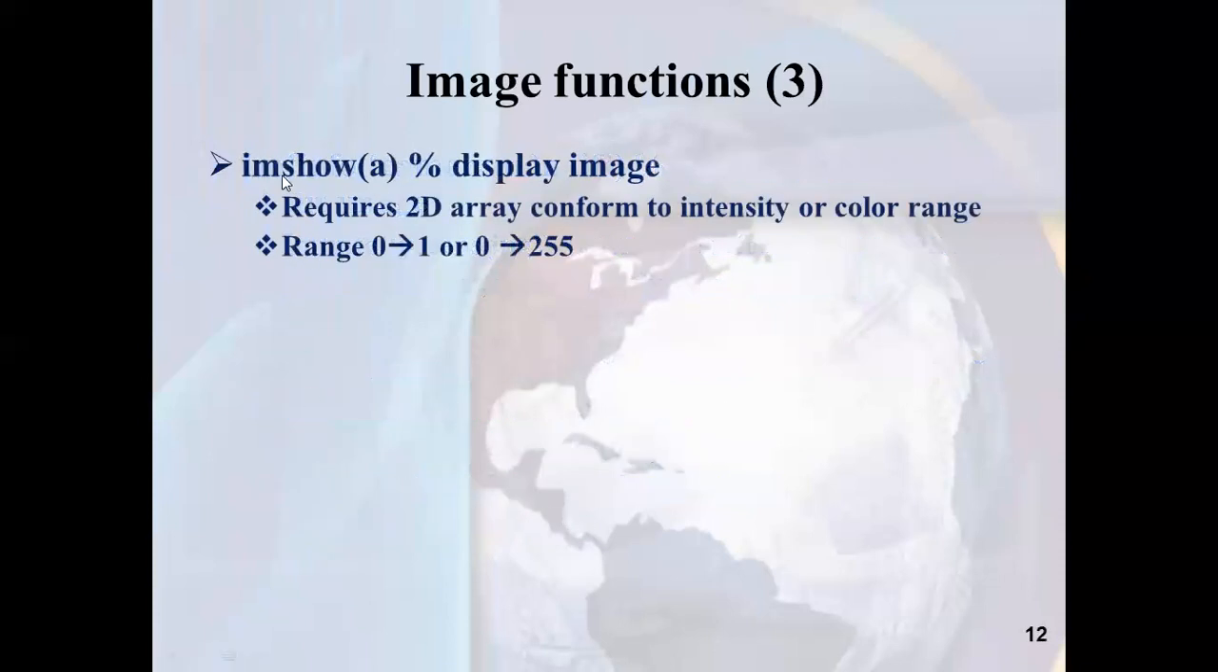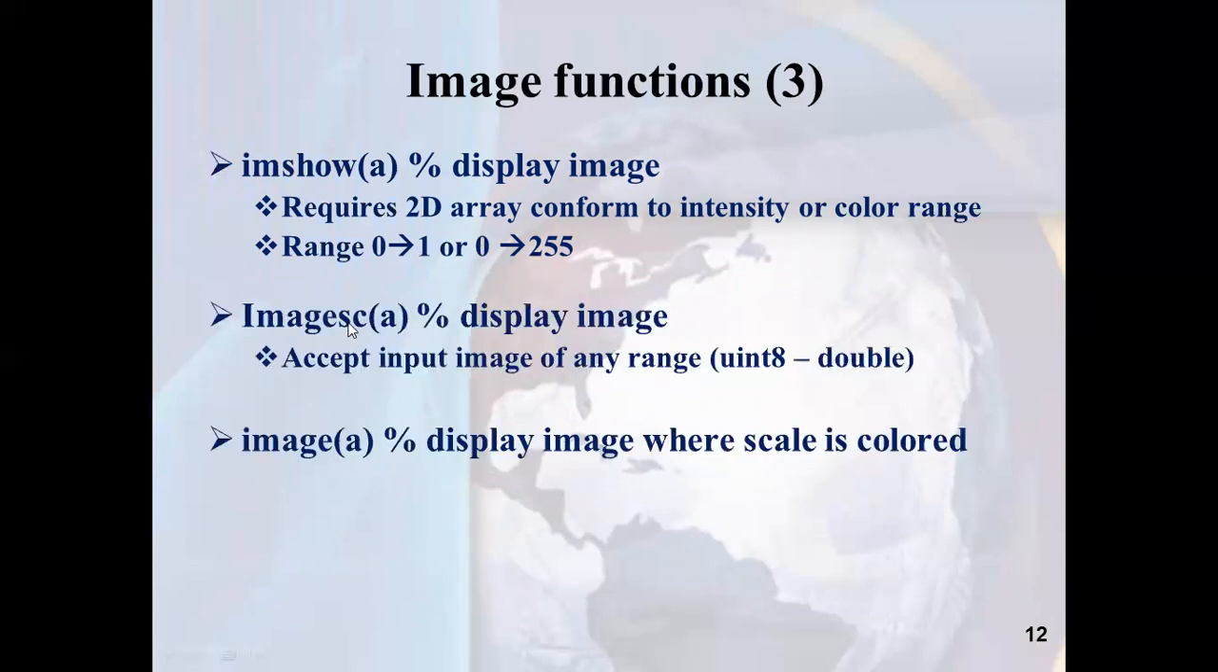Imshow A: if we have a matrix A of an image, it's a 2D array or a matrix that conforms to the intensity or color range. It means the values in this array correspond to conventional values used for the intensity of an image or color range. Imshow just displays the image. The range should be between 0 and 1, which is color intensity, or if it is a grayscale image, between 0 and 255.